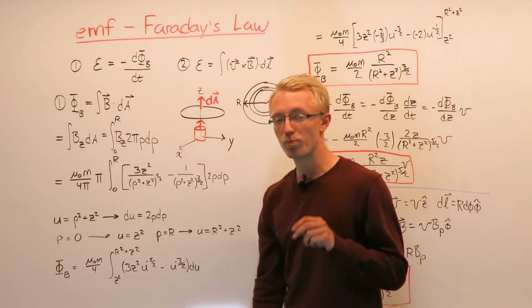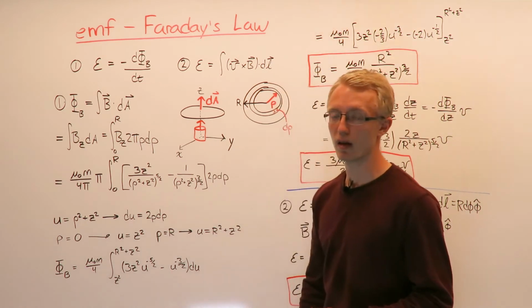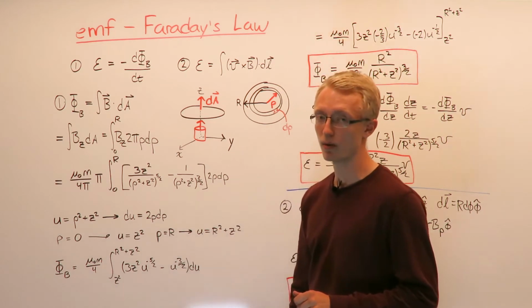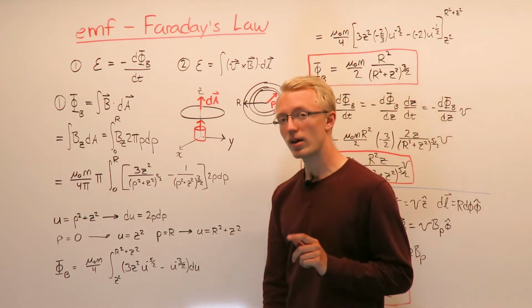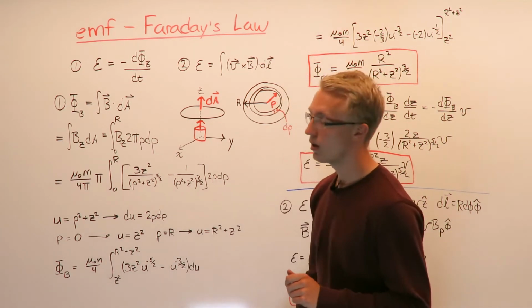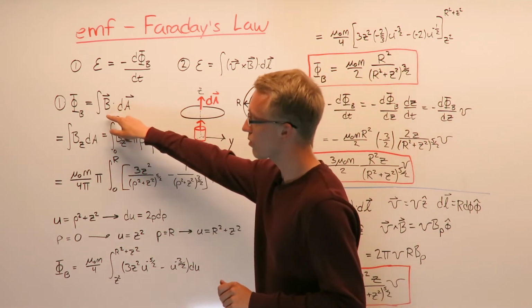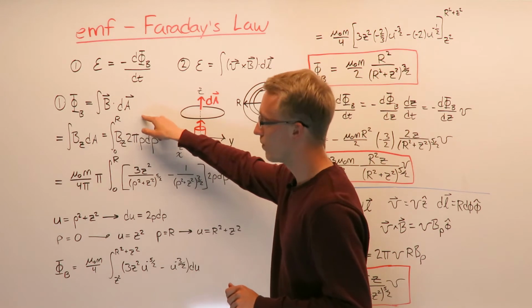I'm going to show you how to use both of these equations to find the EMF, and you're going to see that the second one is far easier to use in this example. But first, let's calculate the magnetic flux. The magnetic flux, phi, is equal to the integral of B dot dA.